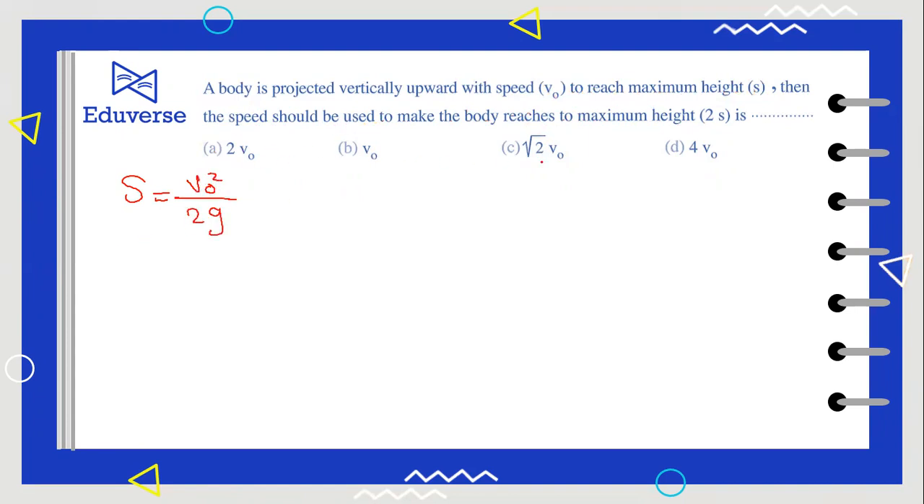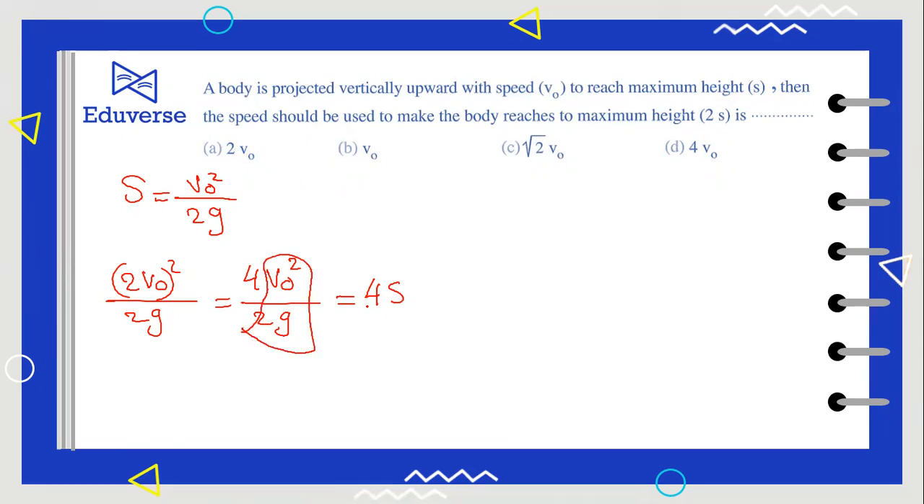What is the value of this initial velocity to make s become 2s? We can try the rule. First, option A. If I put v naught equal twice v naught, 2 v naught to the power 2 over 2g equal what? Equal 4 v naught squared over 2g. It will be 4s, not 2s. Here I know v naught squared over 2g is s, multiplied by 4, it will be 4s, not 2s. Then that's a wrong answer.